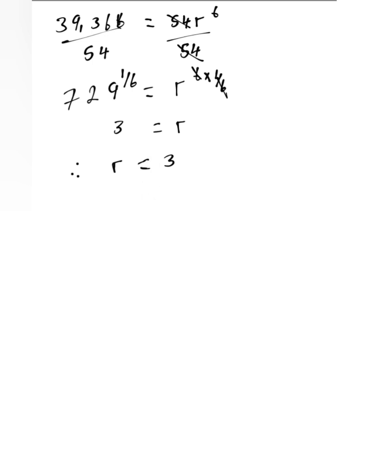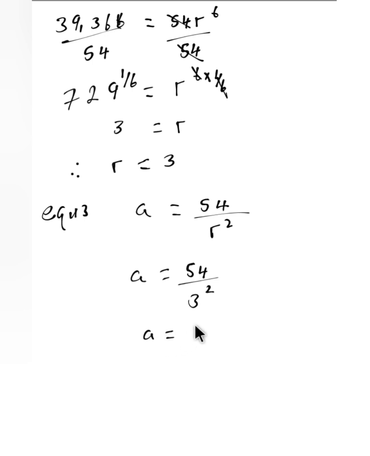So we're able to find r. But from equation 3, a is equal to 54 divided by r squared. So a is equal to 54 all over r, which is 3, squared. A is equal to 54 over 9. A is equal to 6. So therefore, r is equal to 3 and a is equal to 6. Now with these two pieces of information, we'll be able to find any term of our choice. Now the first part of the question is we should find the 6th term.